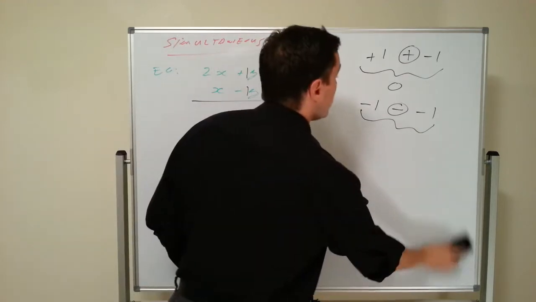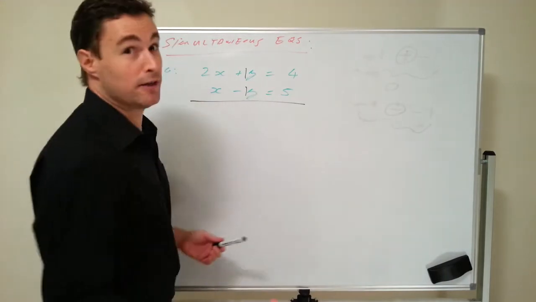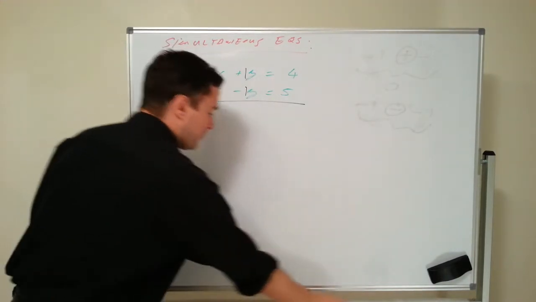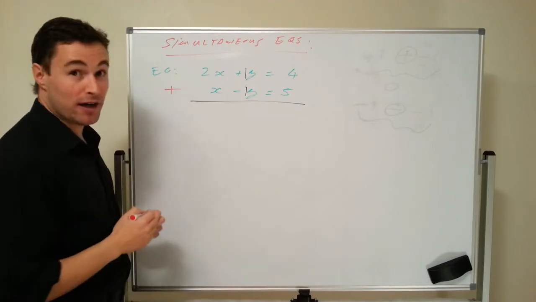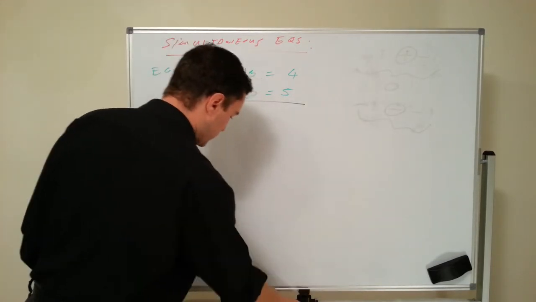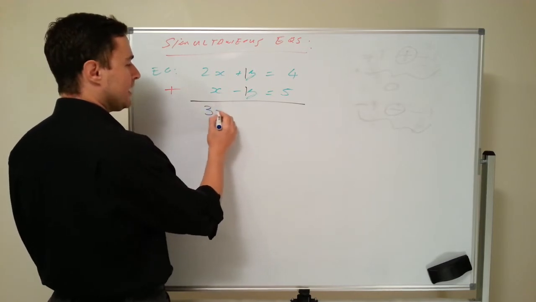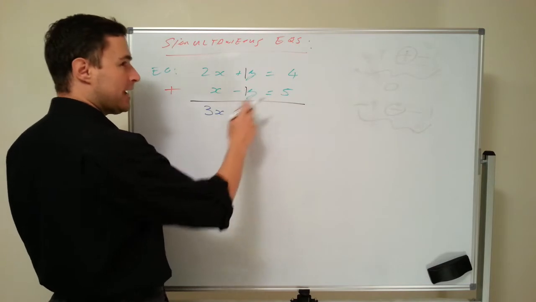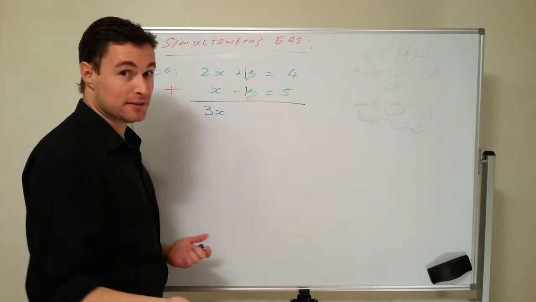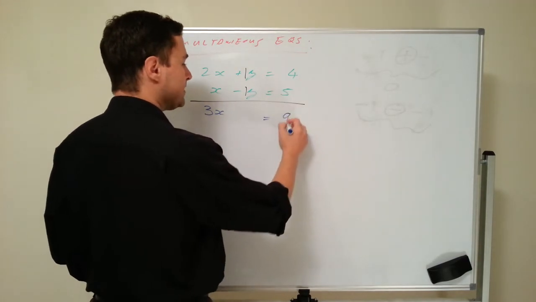So if I want to put them together, then I'm going to add. I'm going to add the columns. So take a look at this. If I add the x's, 2x plus x is 3x. 1y plus negative 1y, no y's. 0 y's, they disappear, right? And then 4 plus 5 is 9.